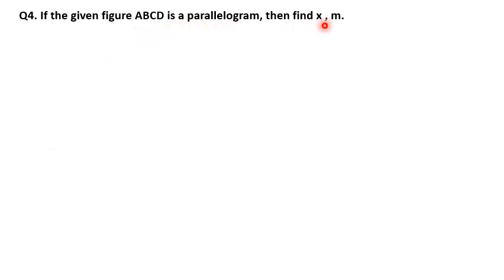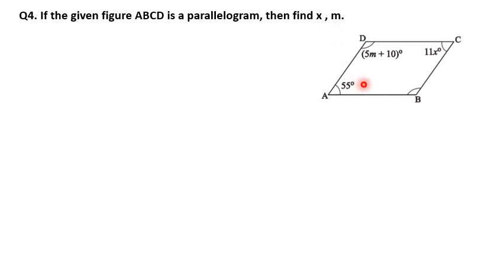ABCD is a parallelogram, then find x and m. Here is a parallelogram and we are going to find the value of m and x. Solution: 11x is equal to 55 degrees because these are the opposite angles of the parallelogram, so these angles are congruent.